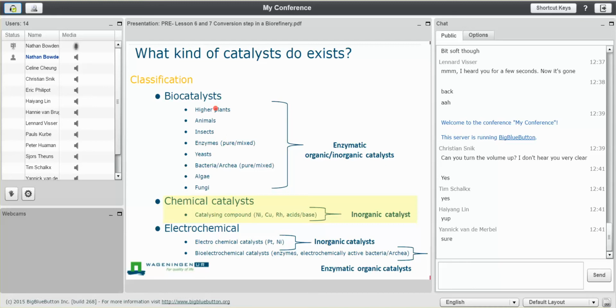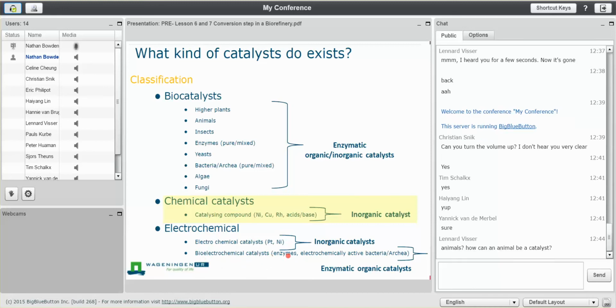You have biocatalysts, which include plants, animals, insects, but also enzymes, yeasts, algae, and fungi. They are enzymatic, organic, and inorganic catalysts. You have chemical catalysts, which are catalyzing compounds, including nickel, copper, mild acids, and bases, including platinum, nickel, iron, which we saw in the previous one for pyrolysis. And you have biological catalysts. So again, I'll get to that. Thank you, Leonard. I'll get to that. Enzymes, electrochemically active bacteria, archaea.